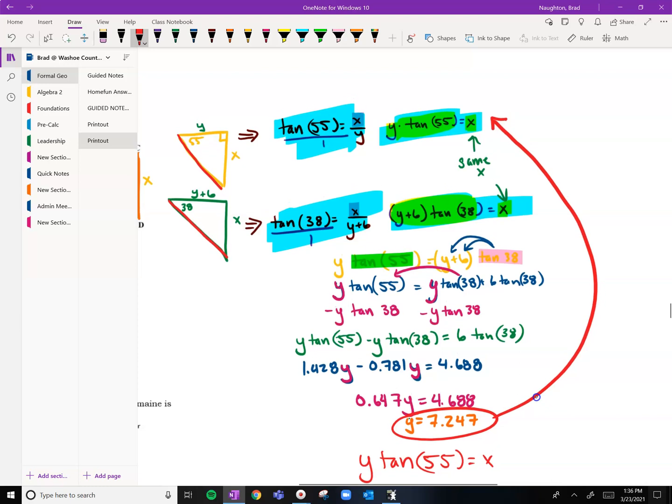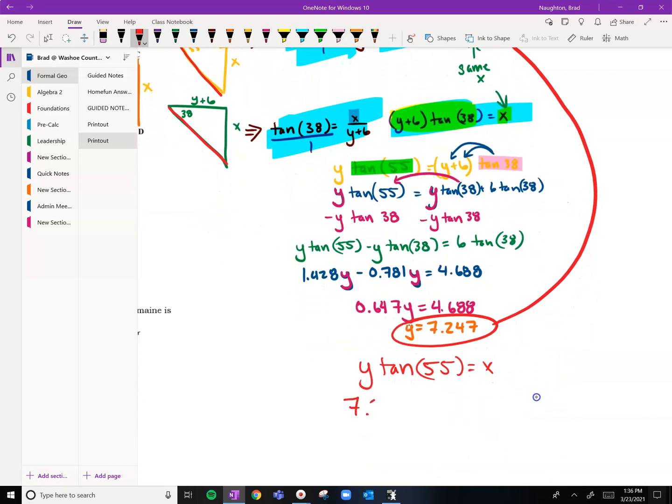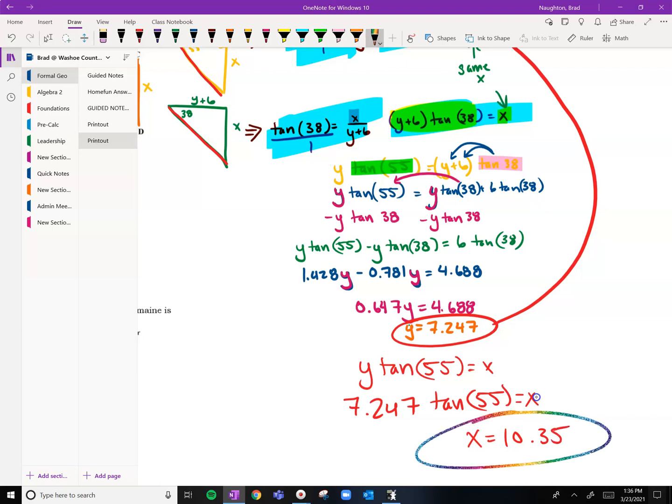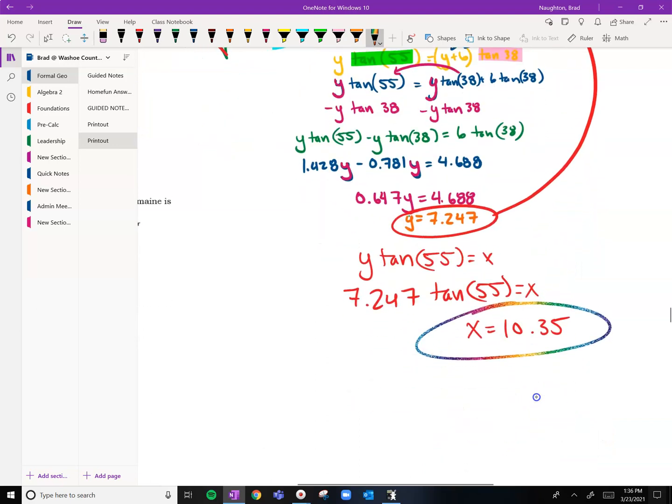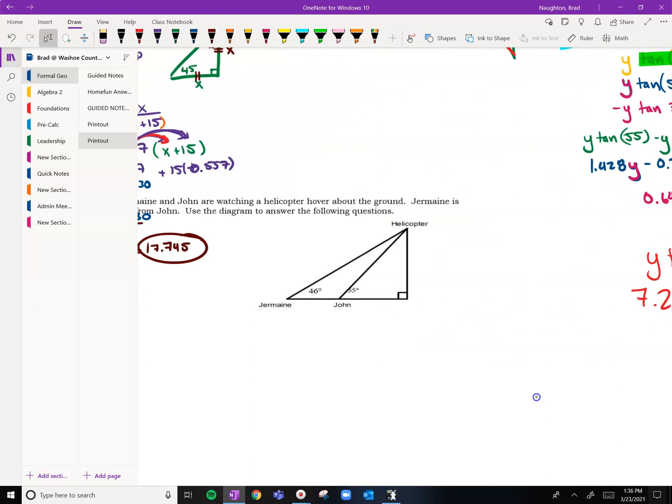Well, we know what y is. That's 7.247 tangent 55 is equal to x. So x is going to be 10.35, is our final answer. So lots of algebra, but if you draw two triangles, don't get lost, you're going to be fine. All right, ladies and gents, I want you to try this next one.